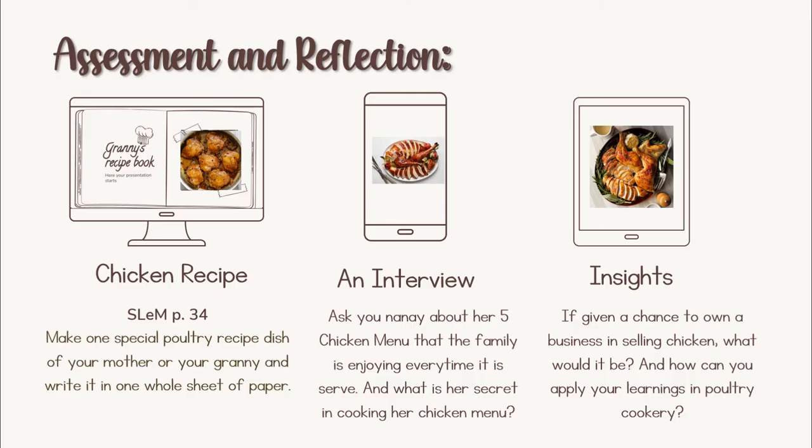For your assessment from SLM page 34, make one special poultry recipe dish of your mom or your lola and write it in one whole sheet of paper. And ask your nanay about her 5 chicken menu that the family is enjoying every time it is served. And what is her secret in cooking her chicken menu?